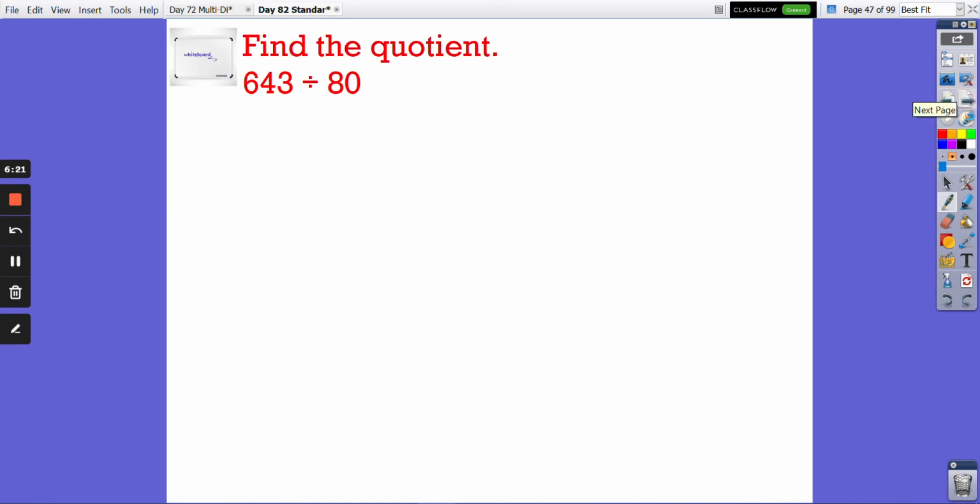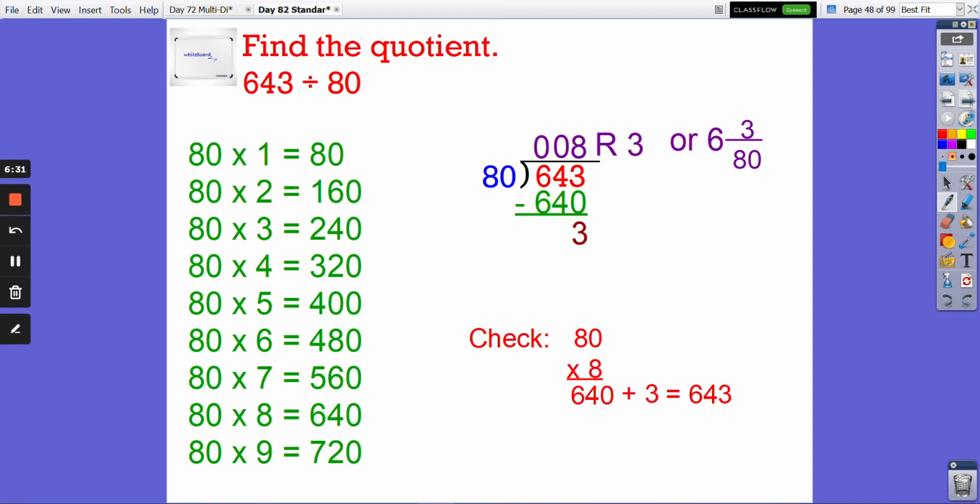So go ahead and try to solve this one on your whiteboard. Pause the video, and when you are ready, press play again. Okay, you should have gotten 8 remainder 3, or, that's weird, this says 6. Okay, you should have gotten 8 remainder 3, or 8 and 3/80. Let's fix that right now. Okay, that should say 8. Okay, 8 remainder 3 or 8 and 3/80.